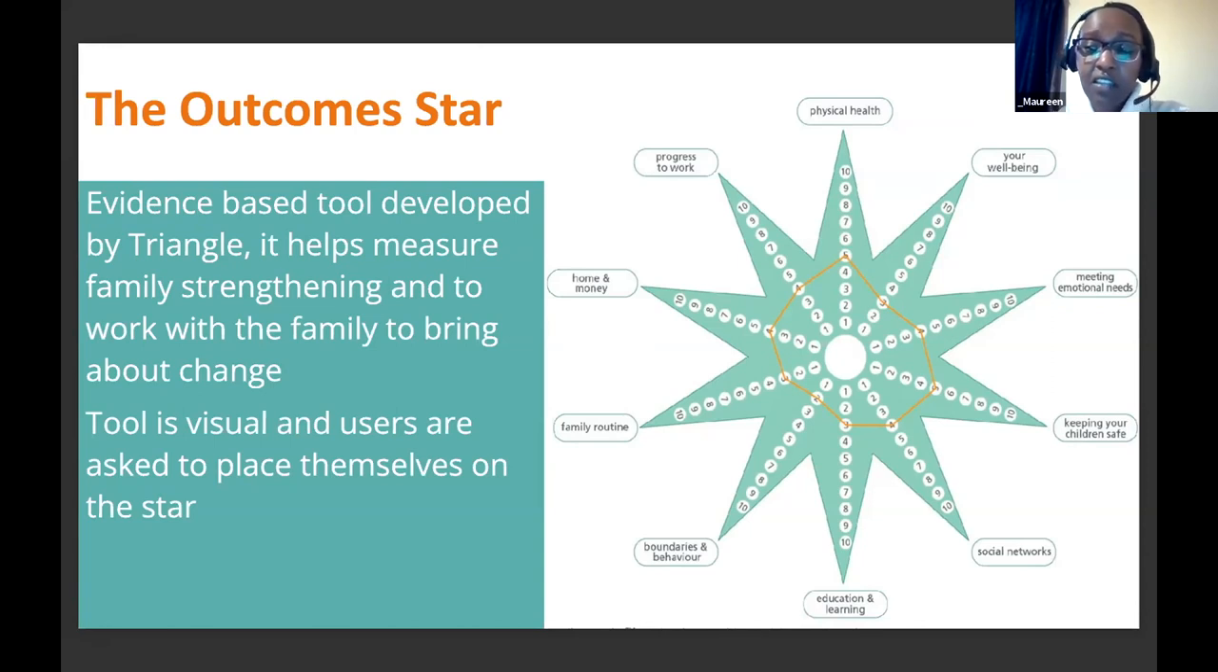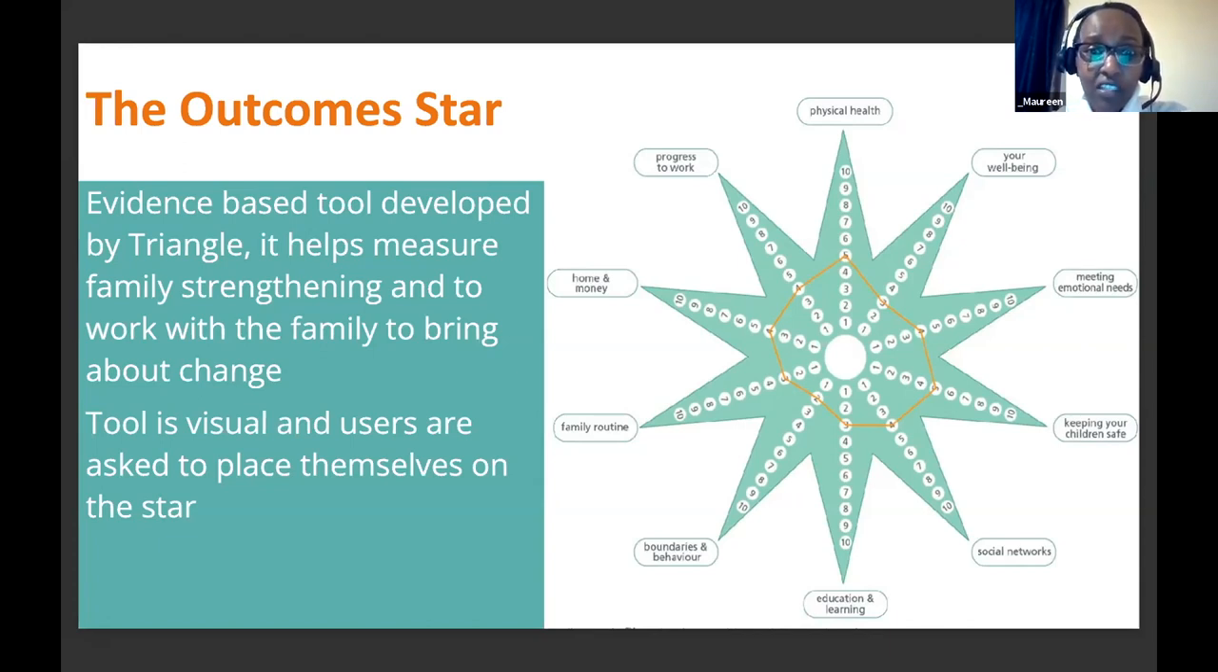By this, I mean that the user, who is the enrolled caregiver or parent, is an active agent of change. So they are not really recipients, but an active agent of change, and they have to collaborate with the social workers in using this tool. So how it works is that the social workers are trained, and then they have to work with the family members. So they place themselves on this tool. It looks like a star. It has 10 key domains that are really critical in family support programs.